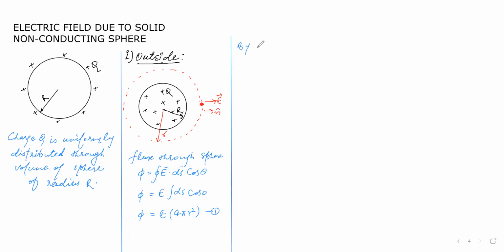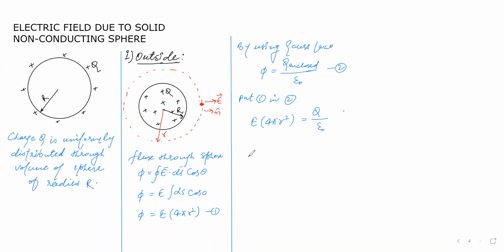By using Gauss law, phi is equal to Q enclosed over epsilon naught. What is your value of phi? Put 1 in 2. This is your 2. When you put it, E into 4 pi r square is equal to Q enclosed, which can be taken as Q, over epsilon naught, and E is equal to Q over 4 pi epsilon naught r square.